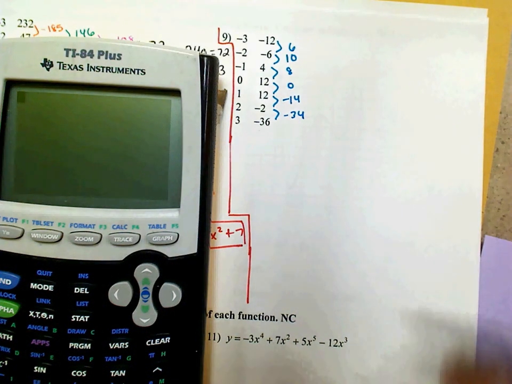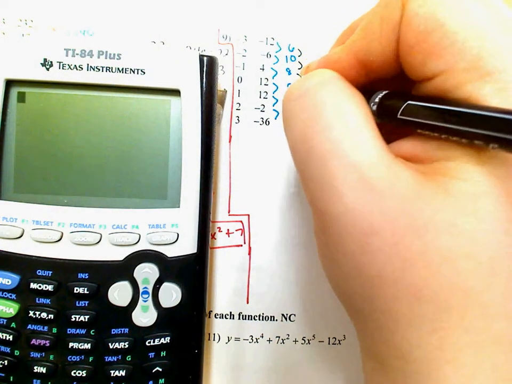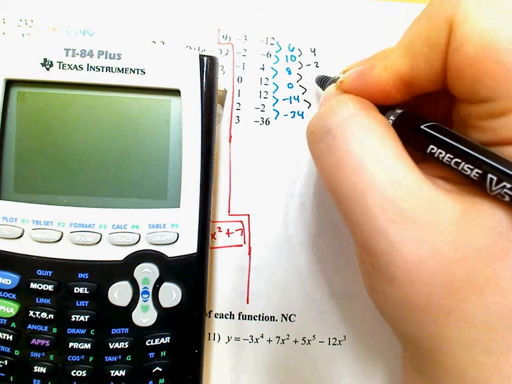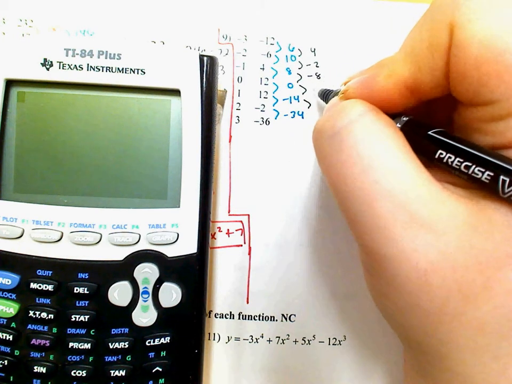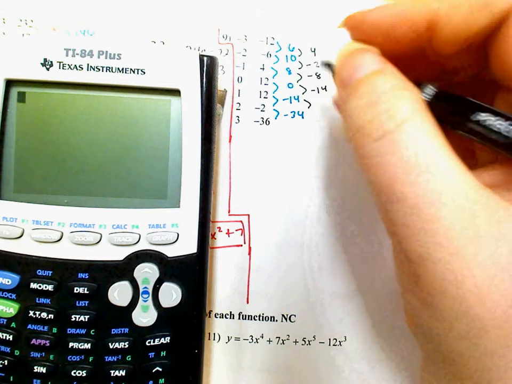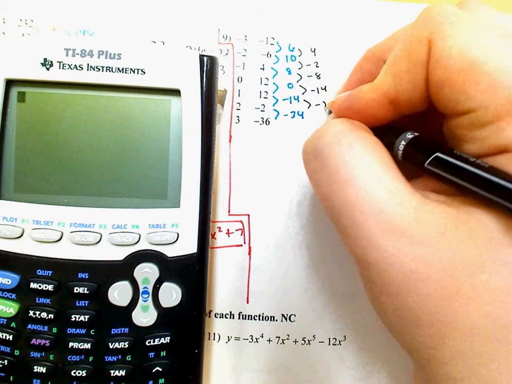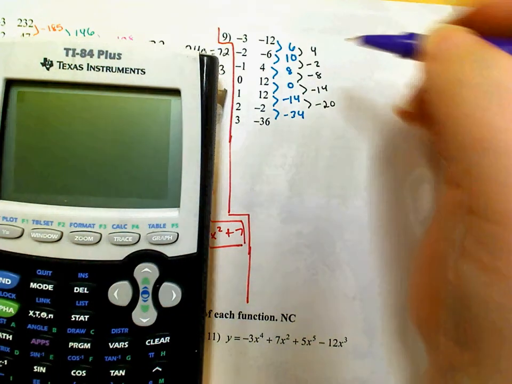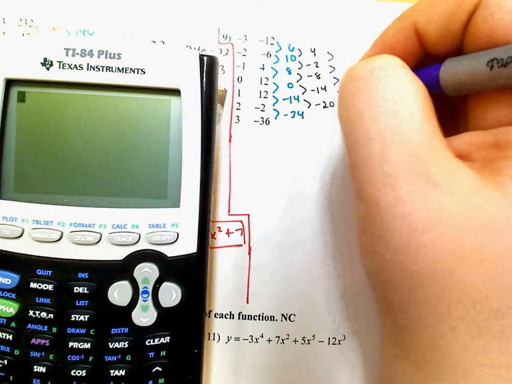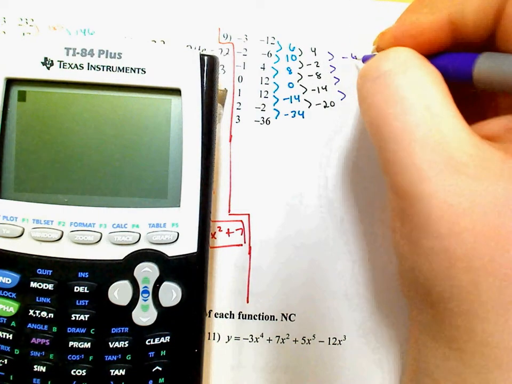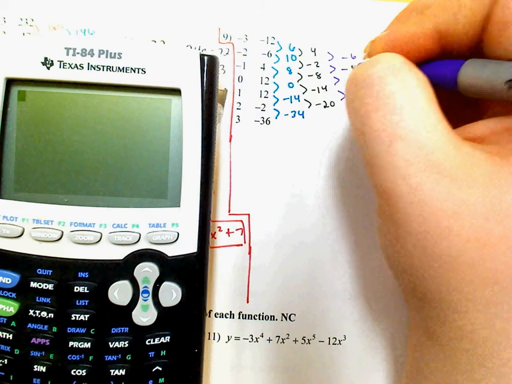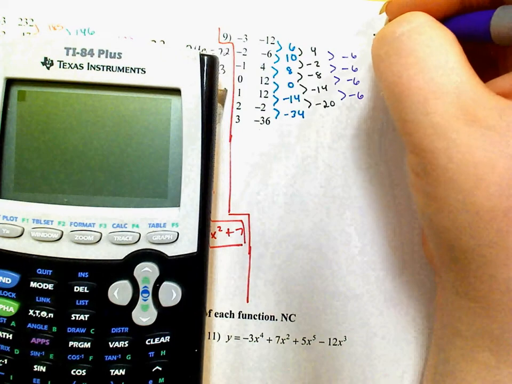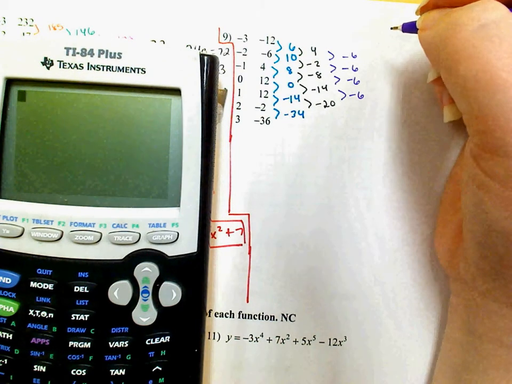-10 minus 6 is 4. 8 minus 10 is -2. 0 minus 8 is -8. -14 minus 0 is -14, and -34 minus -14 is -20. -2 minus 4 is a -6. -8 minus a -2 is a -6. -6 and -6. So this is a 1, 2, 3. It's a cubic function, and in a cubic function the third difference is 6a, so 6a equals a -6, which means a equals a -1.